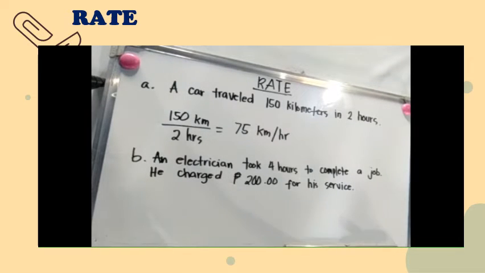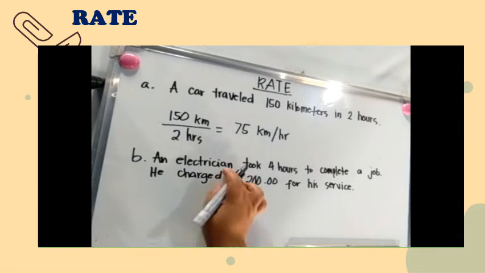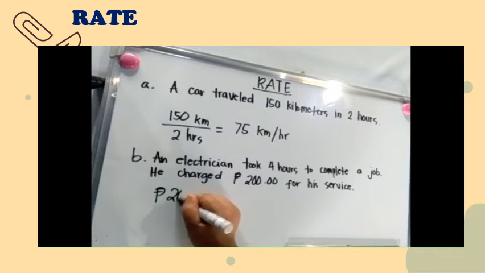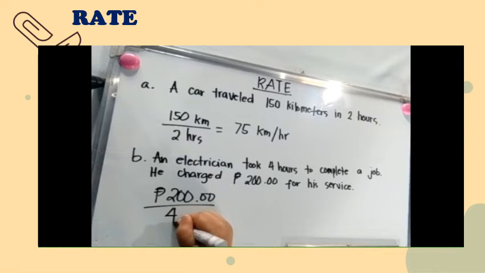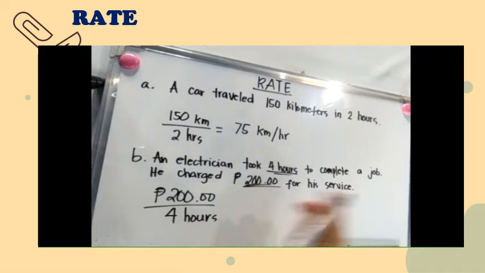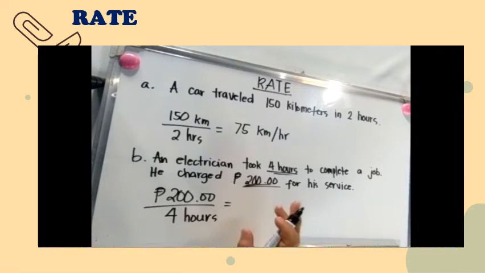Okay? So, we have an electrician took 4 hours to complete a job. He charged 200 pesos for his service. So, pila man ang rate sa electrician ani class? So, we have 200 pesos over 4 hours. Kaya diba, nag-work siya 4 hours dahil yun ang iyang bayad is 200 pesos. Daw be, pila lugar ang iyahang rate or ang iyahang inuras.